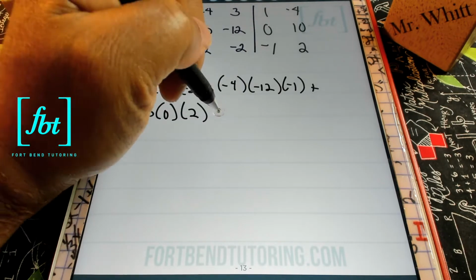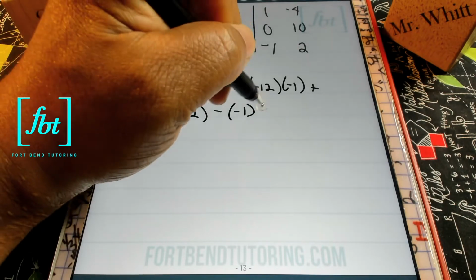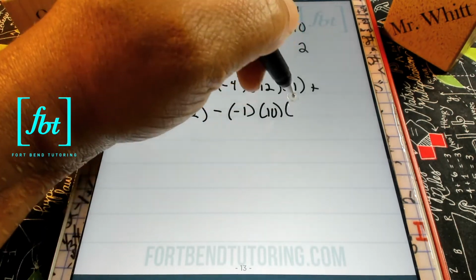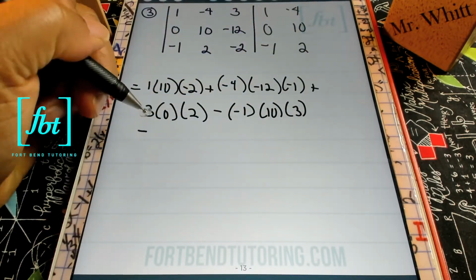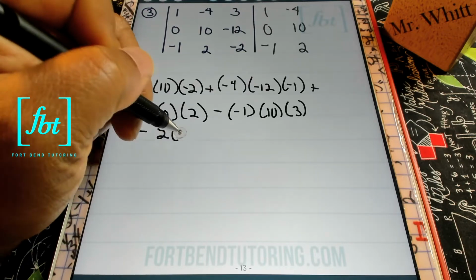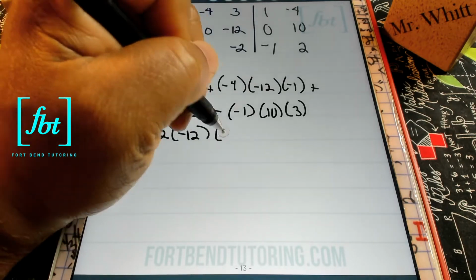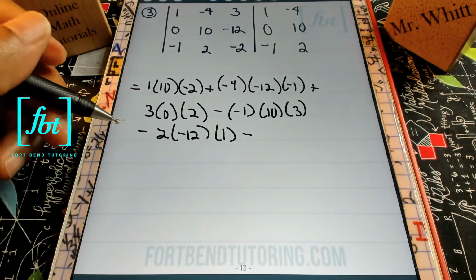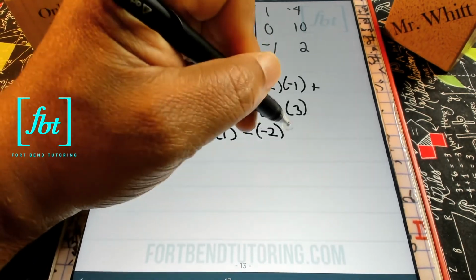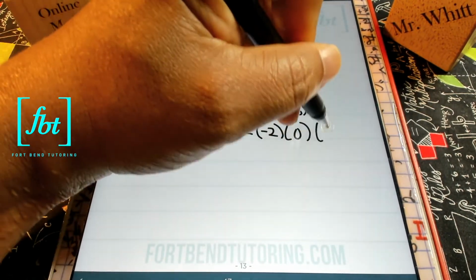That means that I'll be subtracting -1, 10, and 3. And I'll be subtracting 2, -12, and 1. And I'll also be subtracting -2, 0, and -4.